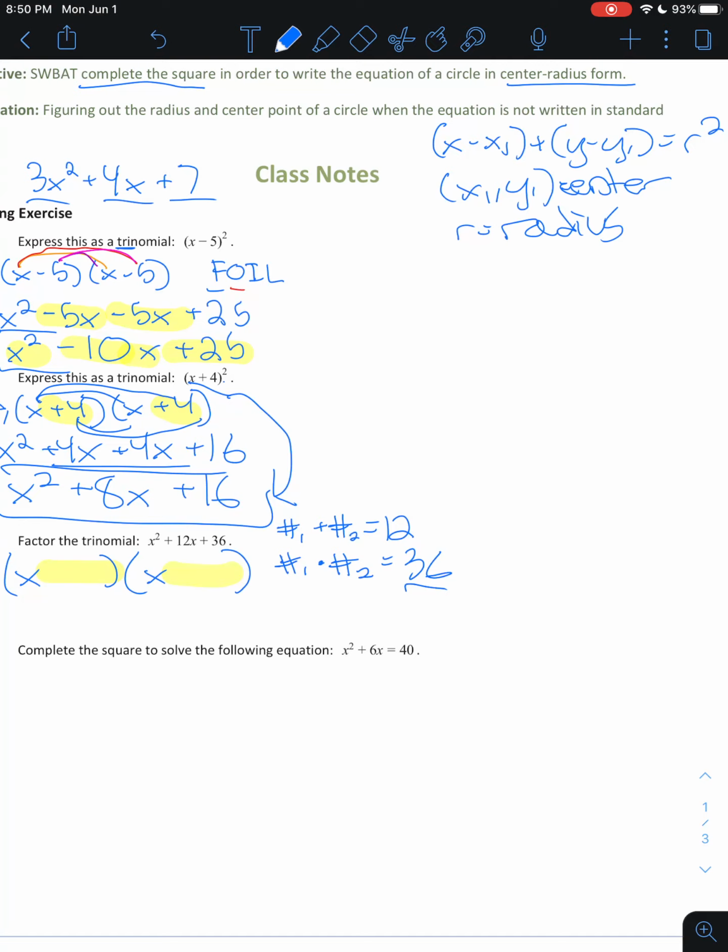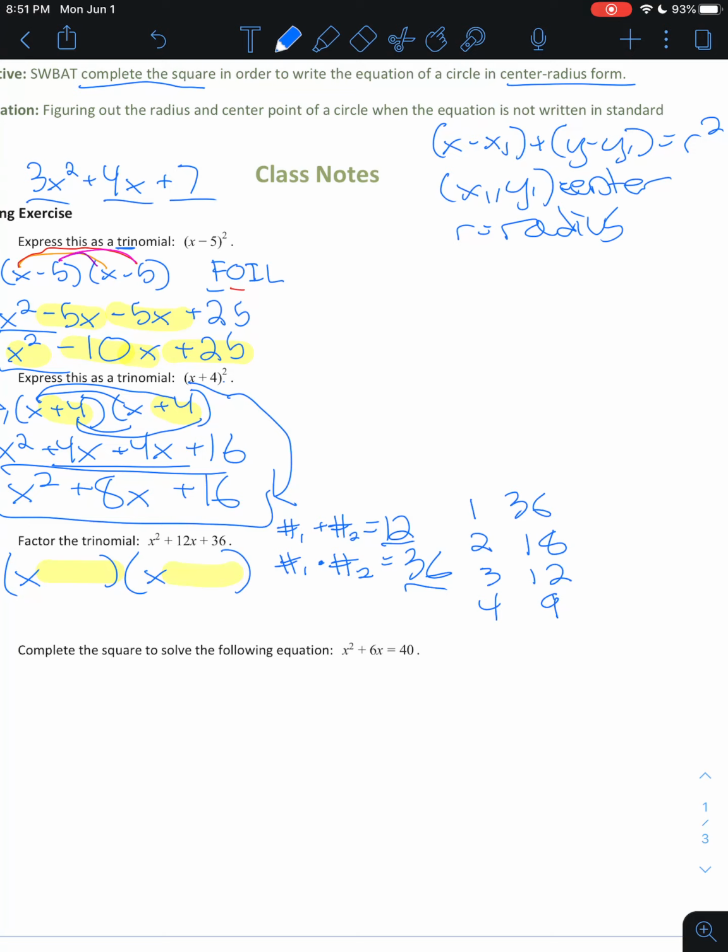So for instance, we have 1 and 36. That doesn't help us, right? They don't add to 12. We have 2 and 18. Again, does not add to 12. We have 3 and 12. Okay, well, we have a 12 there, but that doesn't add to 12, right? That would add to 15. We have 4 and 9. Getting closer, that adds to 13.